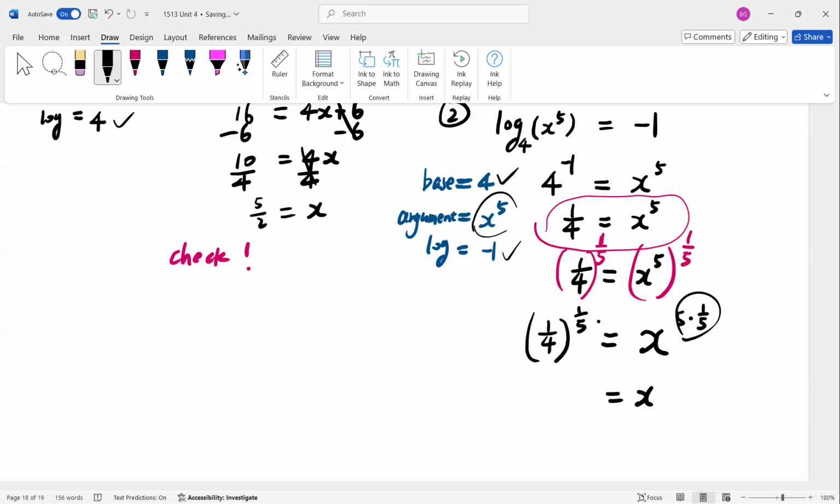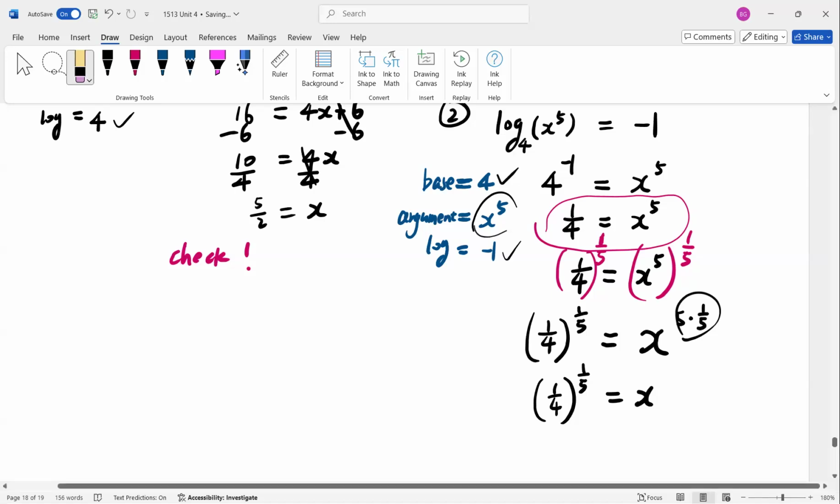If you want to write that, I think this is good enough, to be honest. So 1/4 to the power of 1/5. The fifth root of 1/4 depends on the requirement, but I think this is good enough. Let's see what 1/4 to the power of 1/5 is. Let me double check.